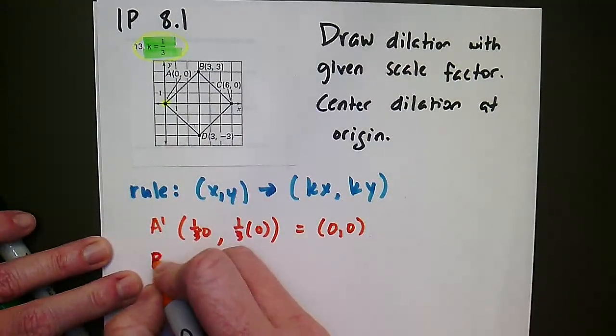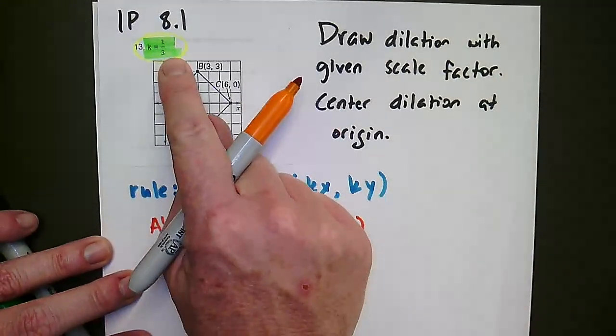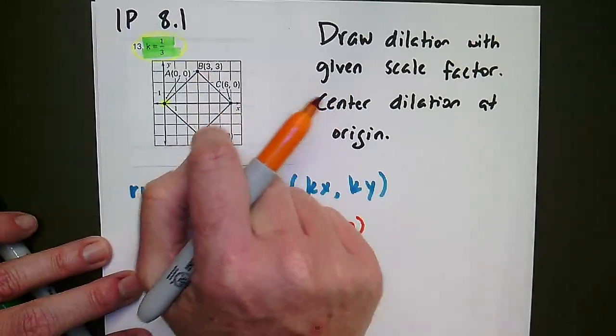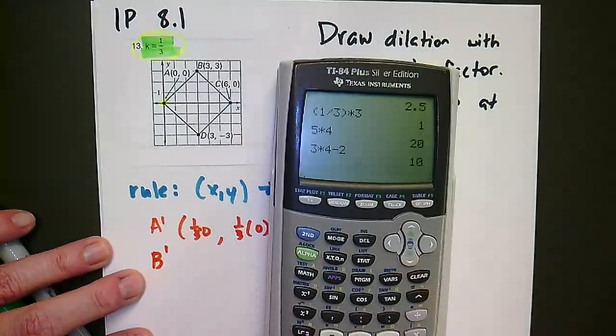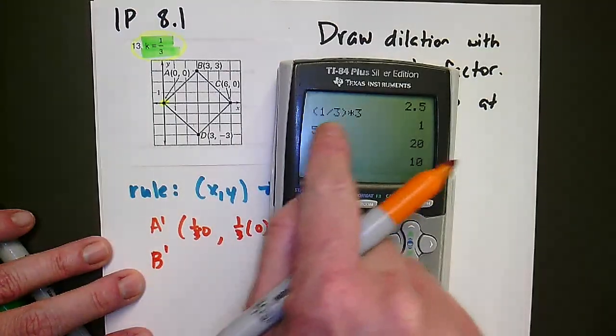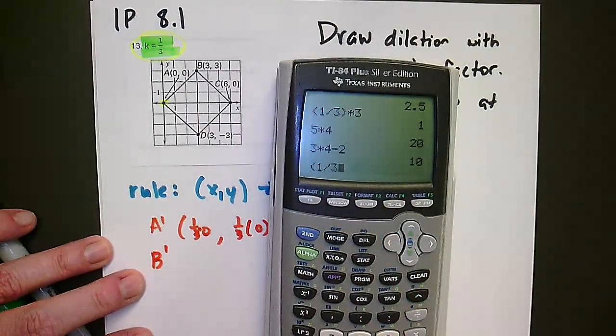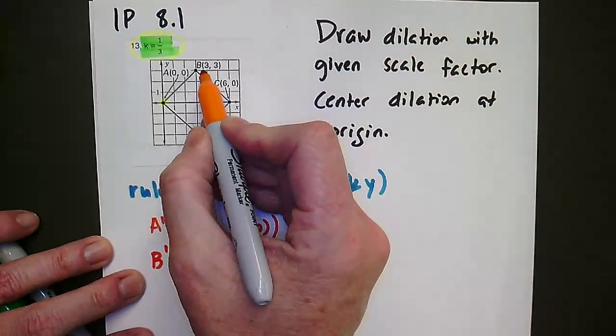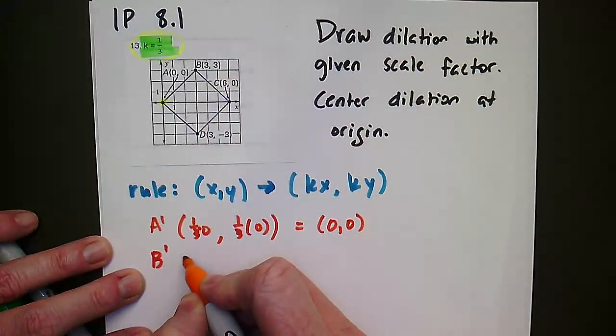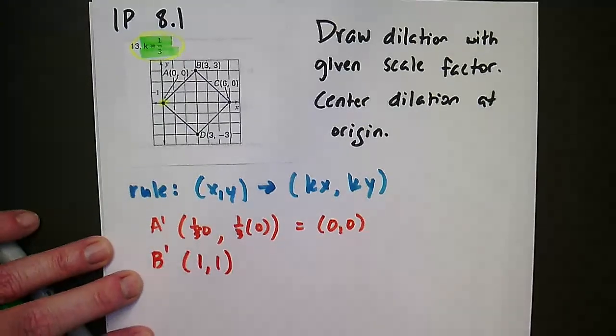Let's see, B prime. Now, it looks intimidating because I know we have a fraction here, but they were actually really nice with these numbers. We're doing 1/3 of 3. If you need to use the calculator, there's no problem with that, but you might be able to do these in your head. Oh, look, I did it earlier. 1/3 times 3 is just 1. So I need to do 1/3 of 3 and then 1/3 of 3 again. So that's going to become 1, 1.